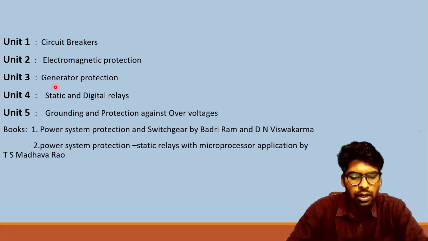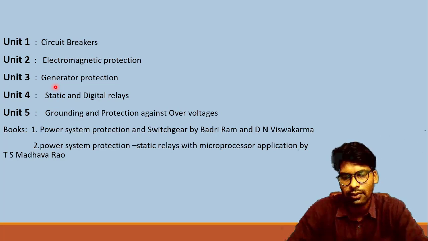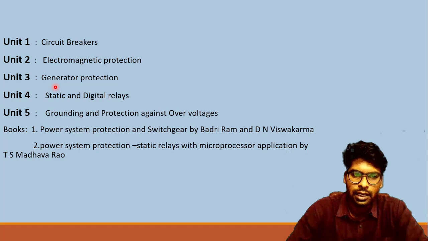Then the third unit consists of generator protection. The unit is named generator protection, but it also includes transformer protection and transmission line protection. Generator protection covers generators and synchronous motors: how a fault occurs, how to eradicate it, and what breakers are used.